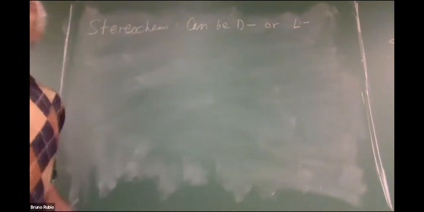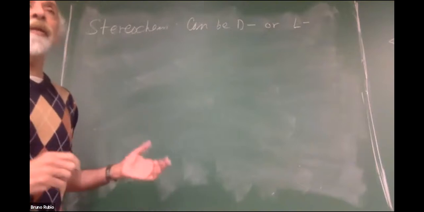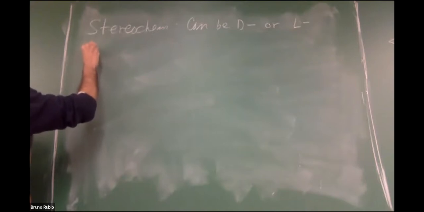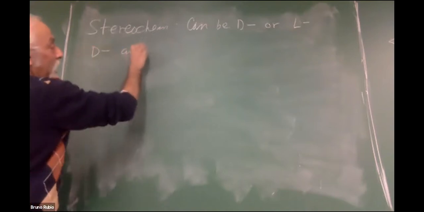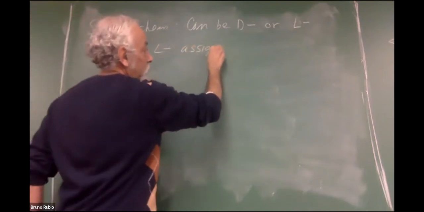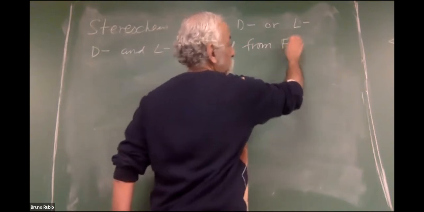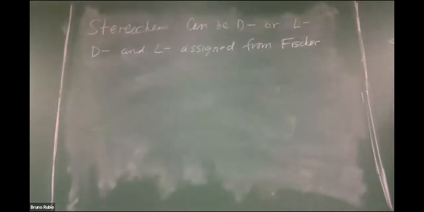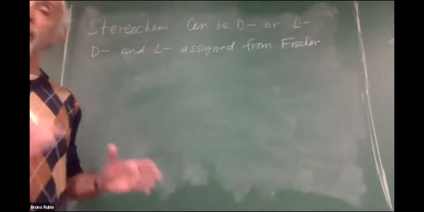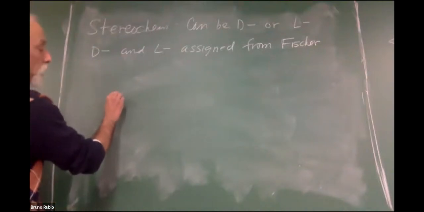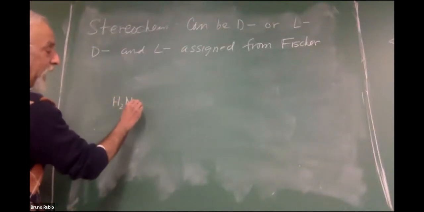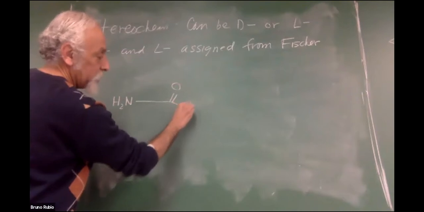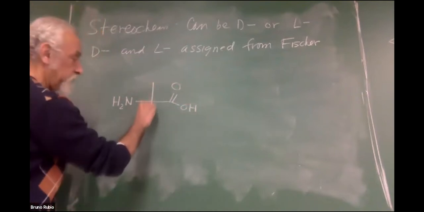So let me show you how the D and L family of amino acids is actually assigned. D and L are assigned from a Fisher projection. And that Fisher projection has to be drawn in a certain way and in no other way. The amino group would be pictured on the left. The chirality center is in the center here, and the carboxylic acid group is pictured on the right. Okay, so there's the Fisher projection.